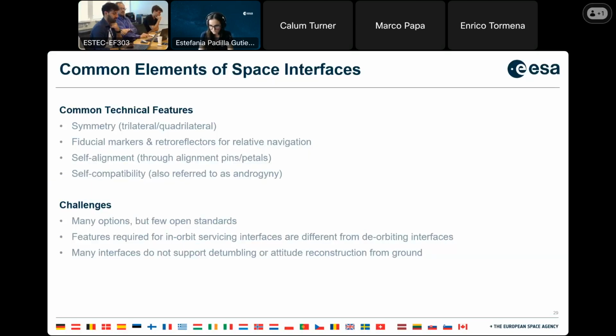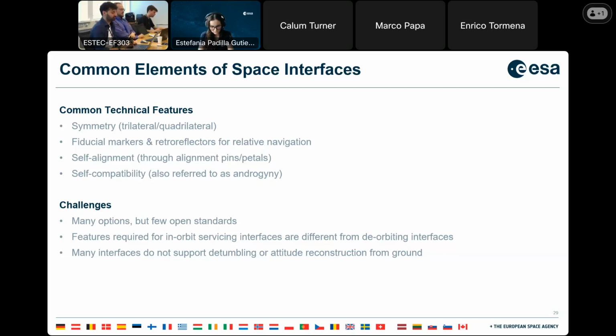So we can start by talking a little about some of the common technical features of these interfaces before we go into specific examples. So for space interfaces in general, these usually end up being symmetrical, with trilateral or quadrilateral symmetry. You often find they integrate some kind of fiducial marker or a retroreflector for relative navigation. They're capable of self-alignment through pins or petals. That means there's a little bit of give where these interfaces connect, so they can self-align.